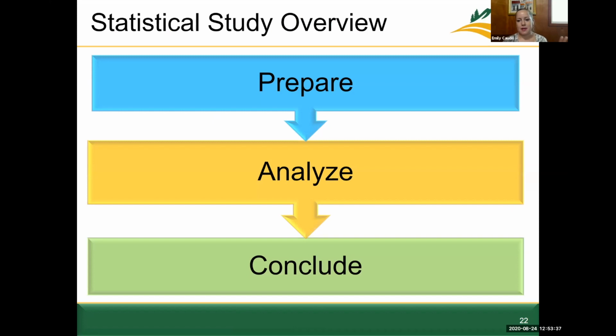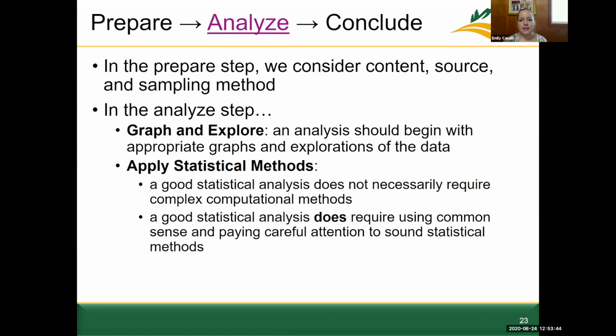Okay, again, I'm coming back to this prepare, analyze, conclude, and so far we've looked at prepare quite a bit. Now on the analyze portion of these 3 steps that the author likes to use. So in the prepare step, we considered content, the source, the sampling method. Voluntary is biased. A random sampling can be unbiased. And then in the analyze step, we have graph and explore.